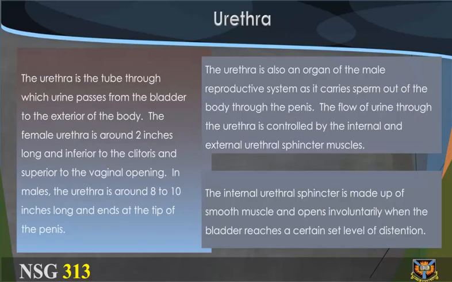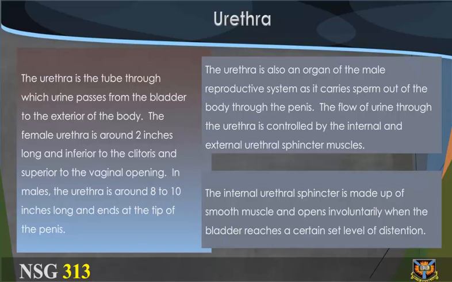Urethra. The urethra is the tube through which urine passes from the bladder to the exterior of the body. The female urethra is around 2 inches long and inferior to the clitoris and superior to the vaginal opening. In males, the urethra is around 8 to 10 inches long and ends at the tip of the penis. The urethra is also an organ of the male reproductive system, as it carries sperm out of the body through the penis.